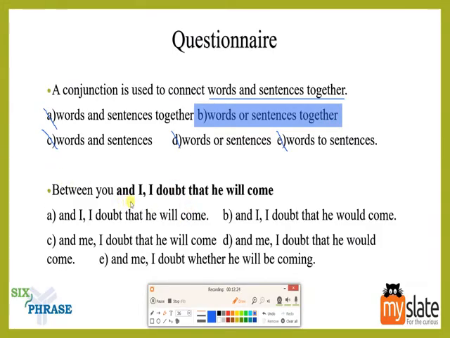Between you and I doubt that he will come. Okay. So here we'll have to just use logic as well as a little grammar. See, when we are talking about two people, in which one person is the person who is standing next to you and the other person is you, usually say it by you and me, right? You do not use you and I. So anything which uses you and I is wrong, right? So you and me is the right answer.